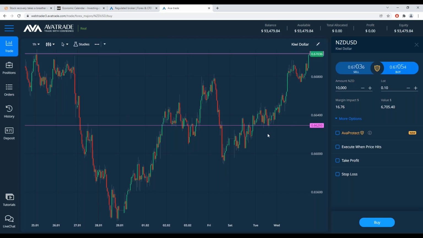Another way would be to take advantage of the unique AvaProtect feature for your risk management, and you could protect by time instead of distance. Meaning, I could say, you know what, my take profit, I want to be patient and go after this movement down towards this support level. So maybe I say my take profit will be 0.663 or 0.6635. So I come here and I say 0.6635, just above this support level I drew. So right about here would be my take profit.